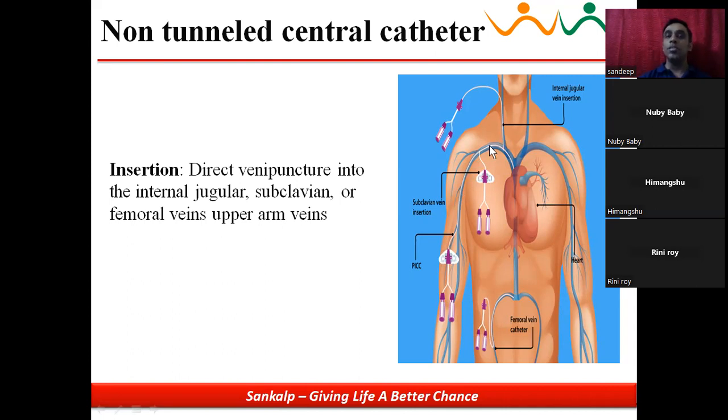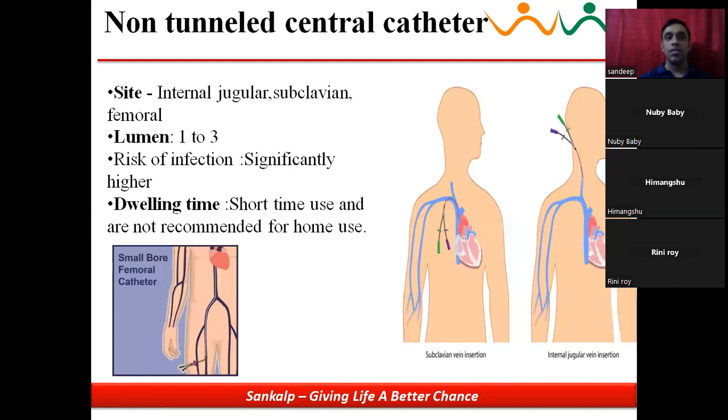So the problem here is that when it enters the blood vessel directly, the risk of infection is very high. Especially in these areas, if there is any infection from skin flora, it can easily enter the blood vessel, as there is direct access to it. These are all non-tunneled central catheters, where the subclavian and internal jugular veins are used. This is the internal jugular, this is the subclavian vein.